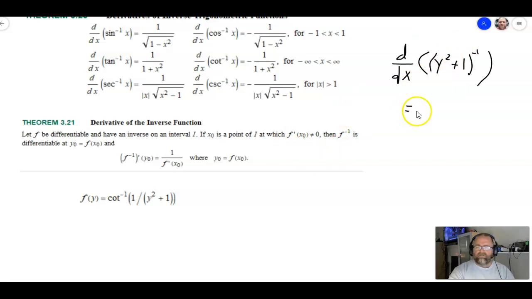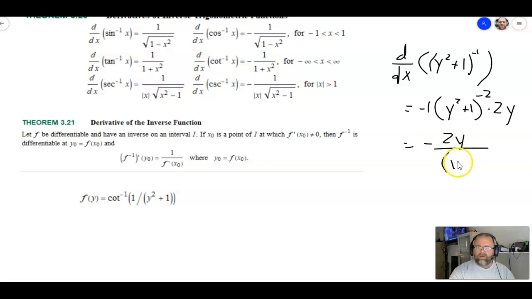So using the chain rule, it's the derivative of the outer function. So it's going to be negative 1 times y squared plus 1. Subtract 1 from negative 1, so you get minus 2 times the derivative of the inside. And that's going to give us times 2y. And cleaning this up a little bit, I'm going to end up getting negative 2y all over y squared plus 1 quantity squared. All right, so that's the derivative of the inside of this one.